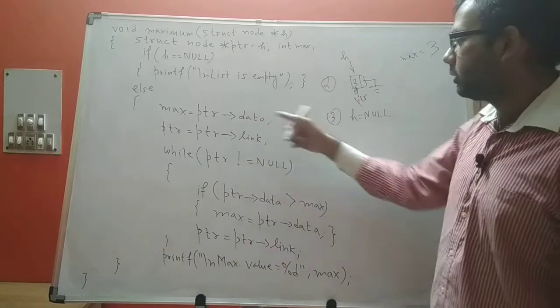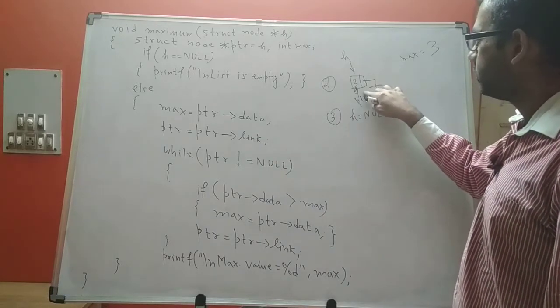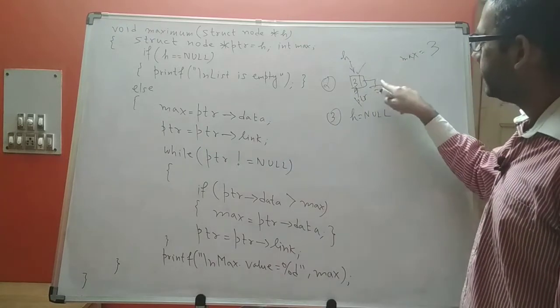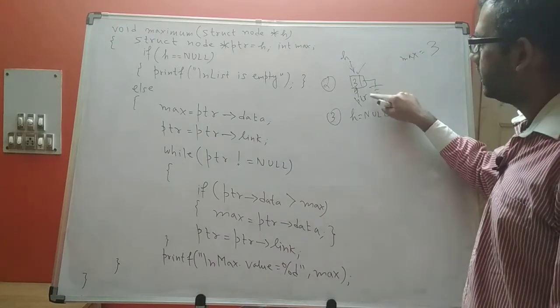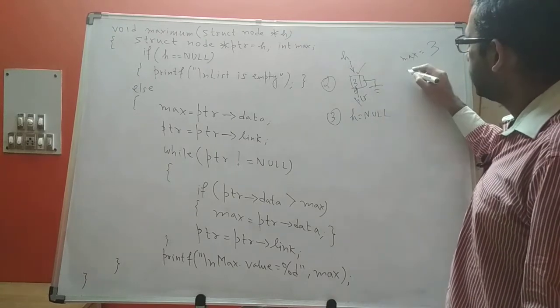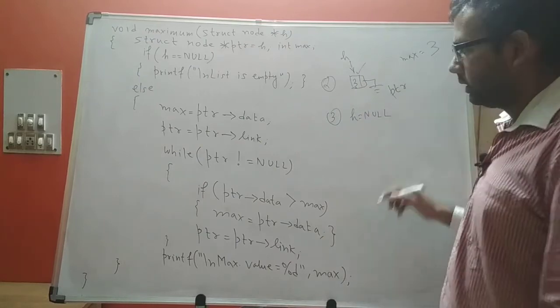Now I'm saying ptr equal to ptr arrow link. Now ptr arrow link means the link part of this node to which ptr is pointing. So the link part of the node to which ptr is pointing is null. So ptr now becomes null. As a result, ptr is not pointing to any node.